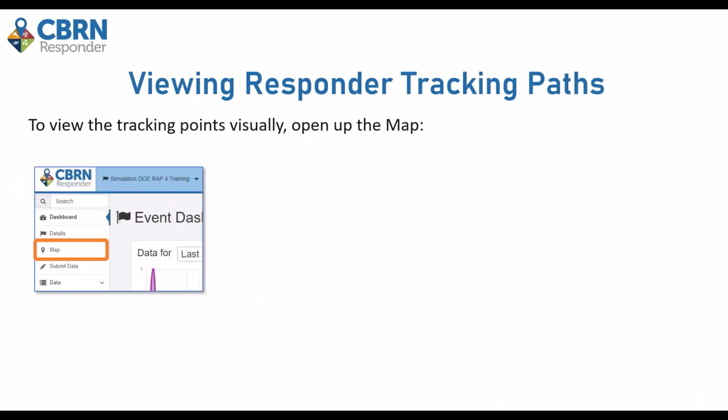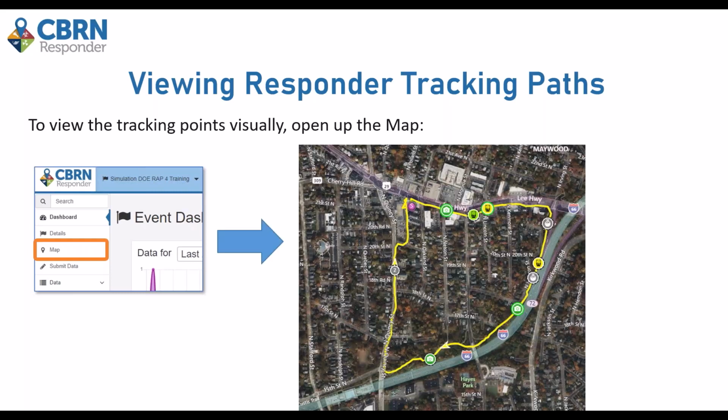But if you want to see them more visually and really get that full common operating picture, it's best to view that in the event map. So you'll open up the map from the left-hand side navigation menu, and you'll be brought to the event map. This is where you can see the responder tracking, the data collected, any GIS files, all of the information in that singular place.